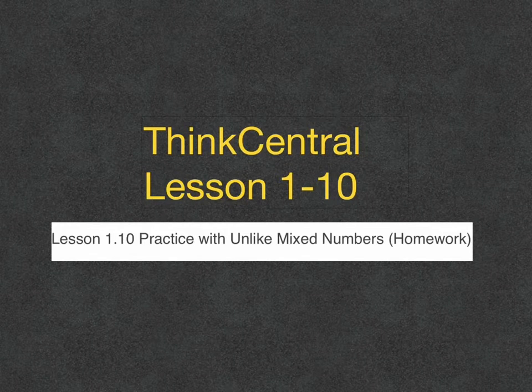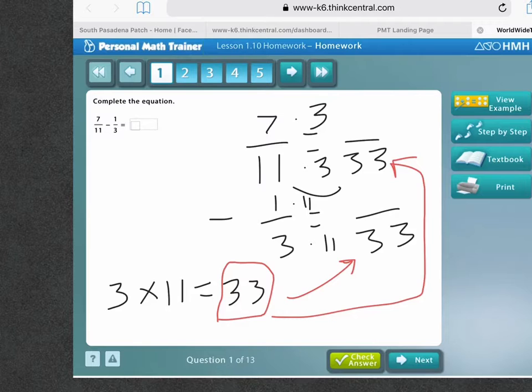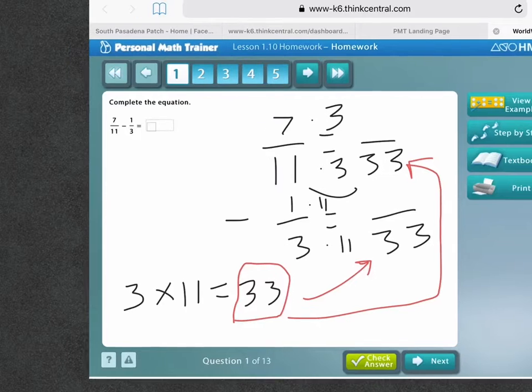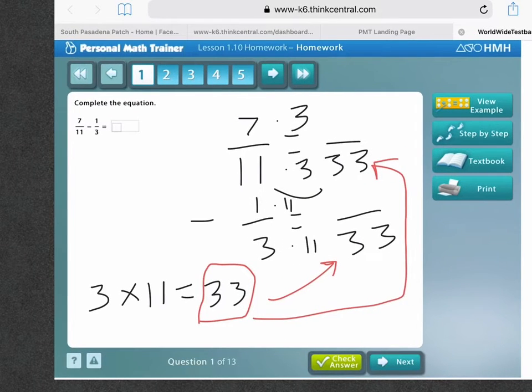Hey class, this will be an overview of ThinkCentral homework lesson 110, practicing adding and subtracting unlike mixed numbers. Problem number 1, we're finding the difference between two unlike fractions. The denominators are not like, so we need to find like fractions.